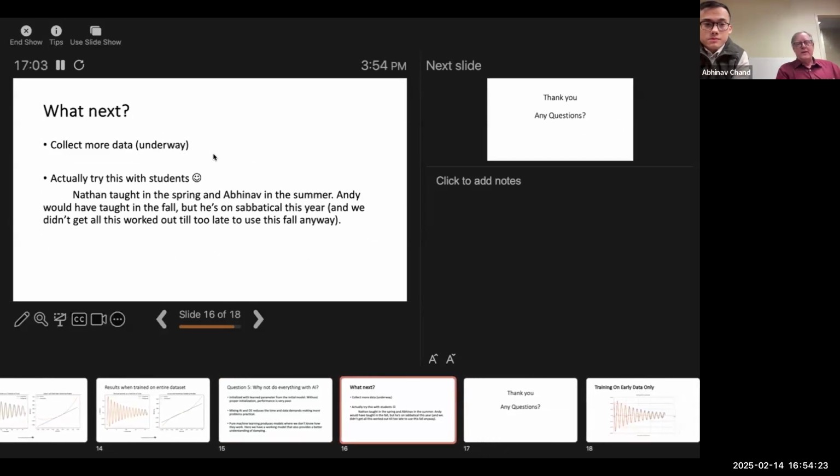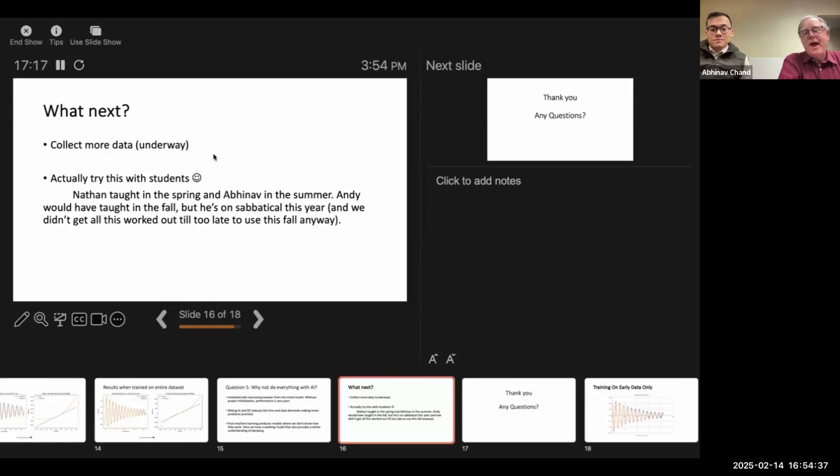So what we want to do next is to collect more data, and that's underway, and we're working on how do we do this and set this up. And one thing, since we're fixing this up, we want to actually try this with students in a real class. We got talking about this.